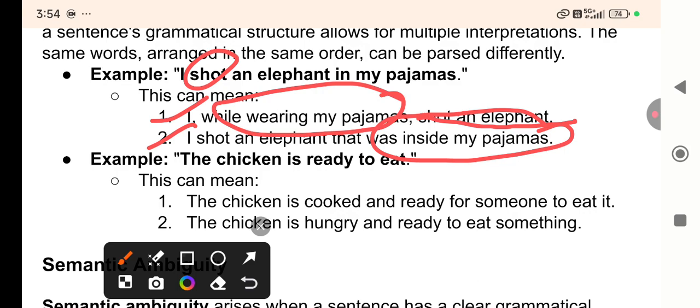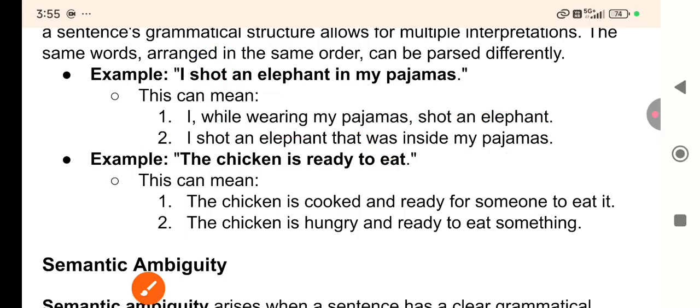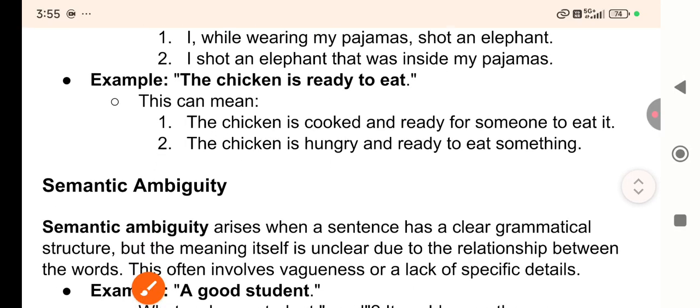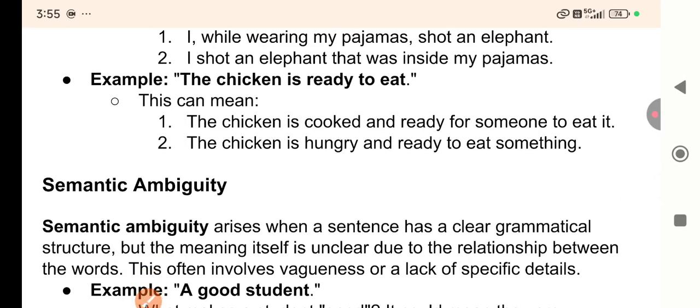I shot an elephant. I is the subject, shot is the verb, and elephant is the object, right? So that is subject, verb, object, and then the other part of the sentence. It is framed properly, but there are two interpretations. First, that I, while wearing pajama, shot an elephant. Number two, that I shot an elephant that was inside my pajama.